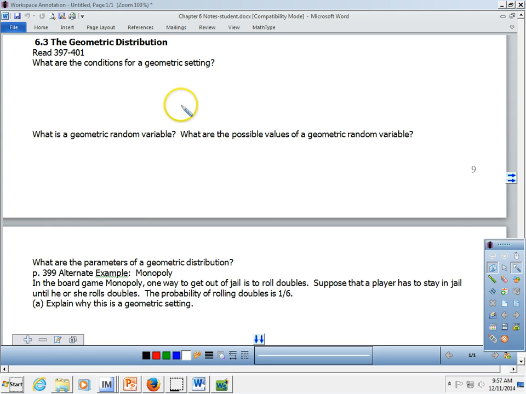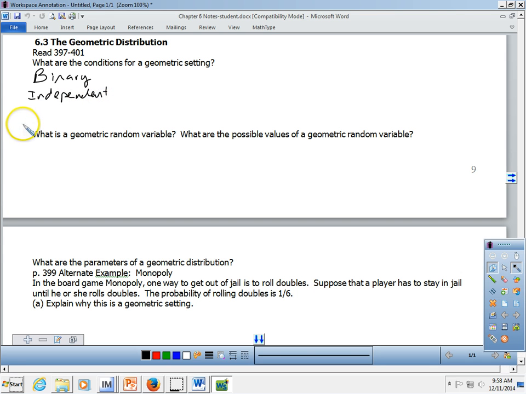Geometric random variables, or the geometric setting, is a lot of the same thing. So we're still going to take a look at outcomes that are binary, and we know what that means now. Two possible outcomes. We still want each of our events to be independent, and we still want the success rate to be the same. The difference here is we don't know the number of trials going into it. Instead, we're going to count the number of trials it takes to get what we want.